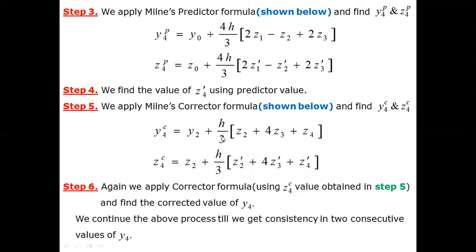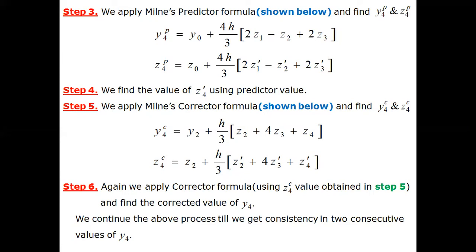And once you write the corrector formula for y, next you can write the corrector formula for z. So z4c is z2 plus h by 3. Just put dashes here for derivatives. So z2 dash plus 4z3 dash plus z4 dash. These two relations calculate the corrected values of your problem. So in step 3, you will find predicted values, whereas in step 5, you will find corrected values.